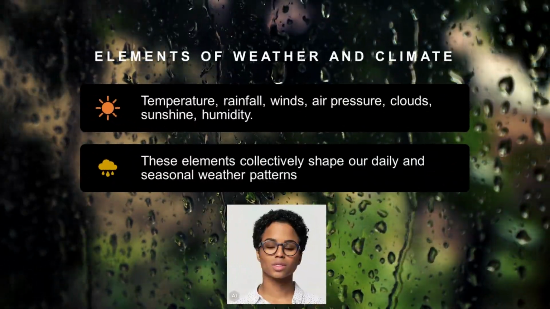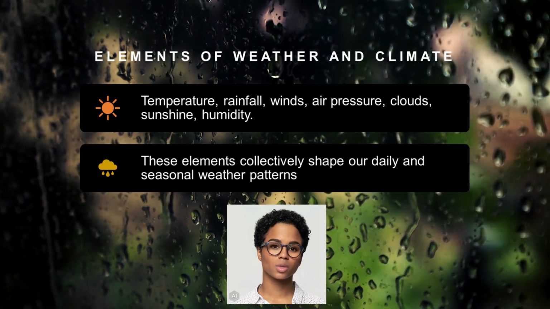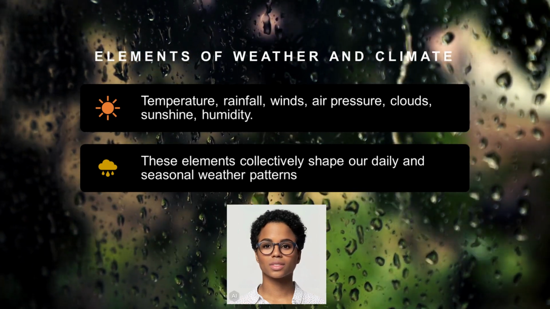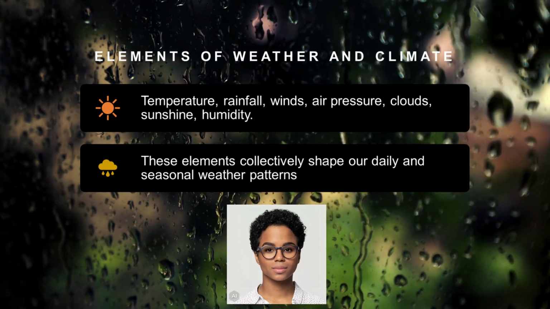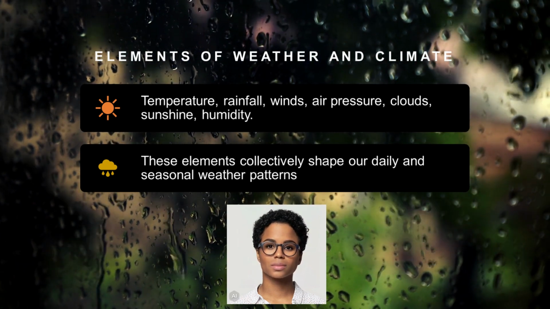When we talk about weather and climate, we consider various elements, such as temperature, rainfall, winds, air pressure, clouds, sunshine, and humidity. These elements collectively shape our daily and seasonal weather patterns.